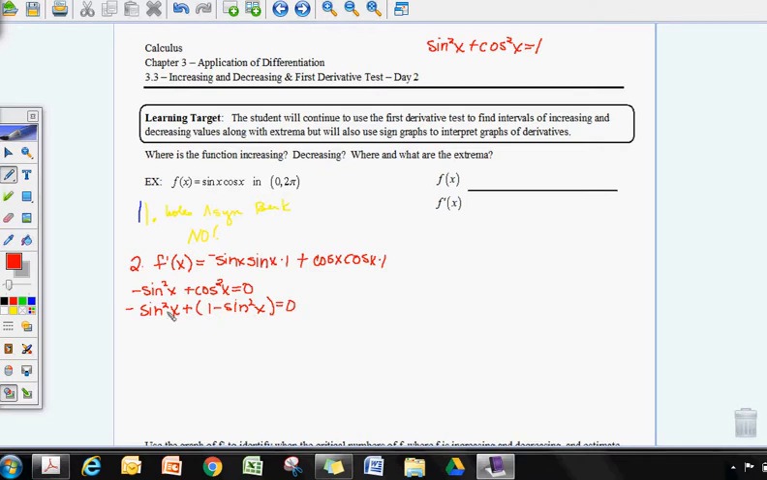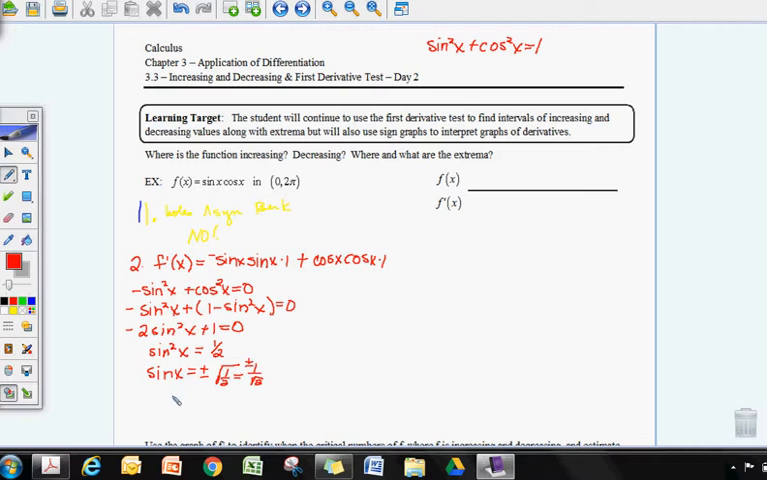So negative 2 sine squared of x plus 1 would equal 0. So sine squared of x, I'm doing a little math at one time, subtract 1, divide by negative 2 would be positive 1/2. That means sine of x, when I take my square root, is going to equal plus and minus square root of 1/2, which is going to be positive 1 over root 2. And remember, these are both plus and minus.